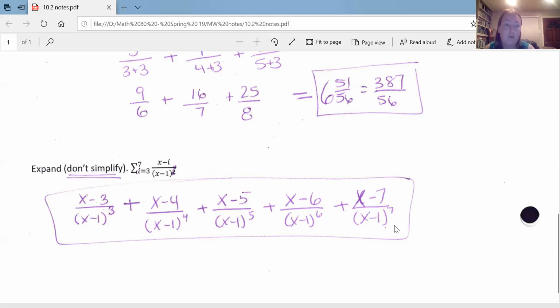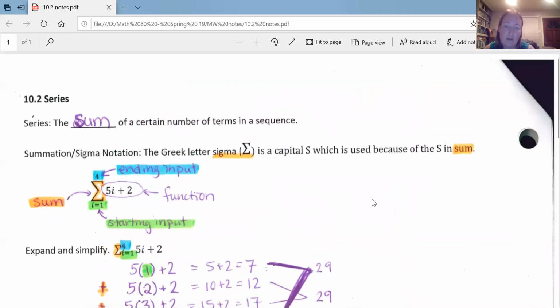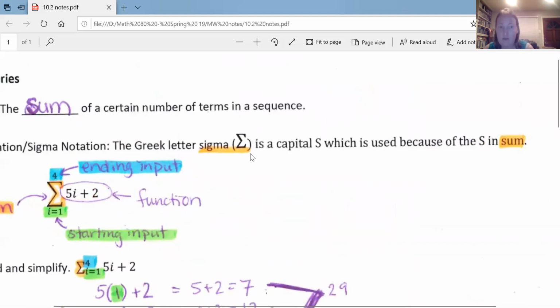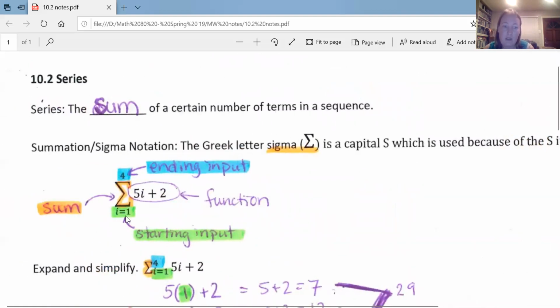So I hope that helps with 10.2. Essentially, you just need to know the mechanism for this. So again, the sigma means sum, and this is your starting input. That's your ending input for your variable, your input value here. And I hope that helps.